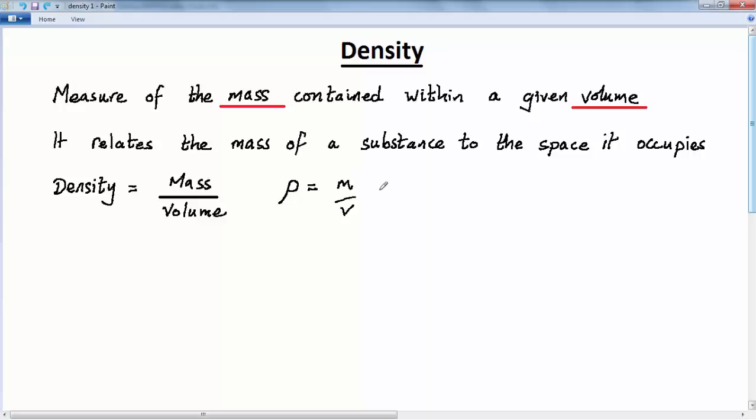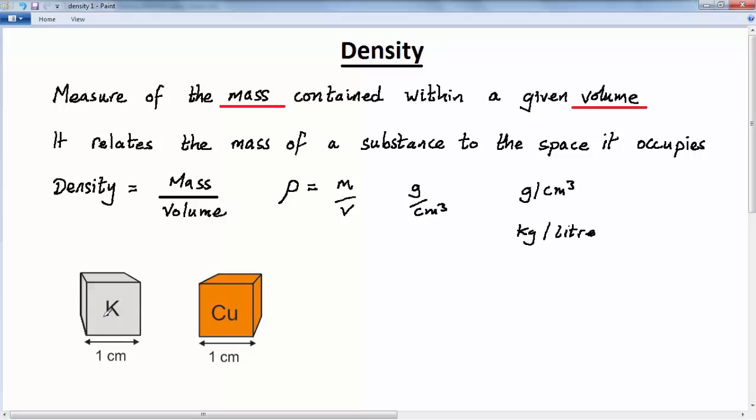You can see the units for mass is the gram, and the unit for volume here is the centimetre cubed, or cubic centimetre. So we can write the unit for density is the gram per centimetre cubed. It can also be written as the kilogram per litre, particularly if we're talking about the density of liquids. So density is the mass contained within a given volume. So let's just take a couple of examples.